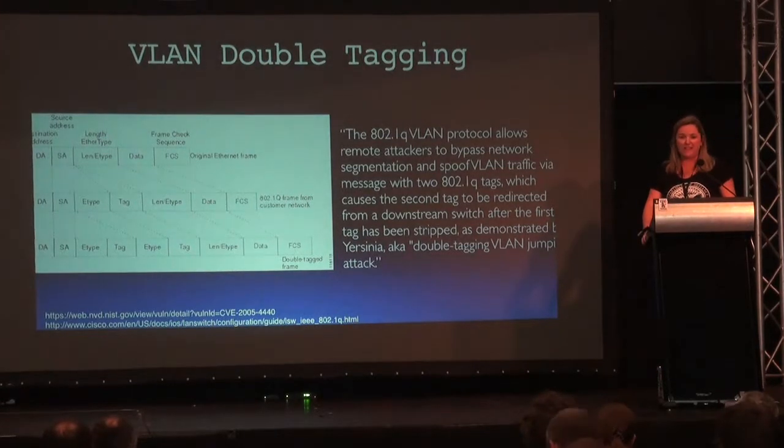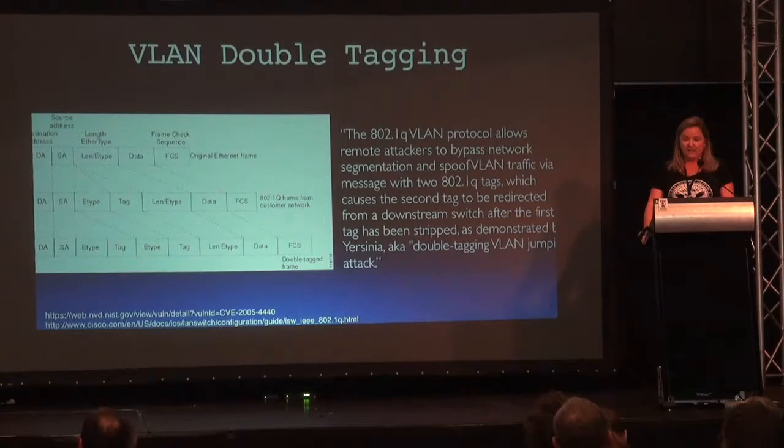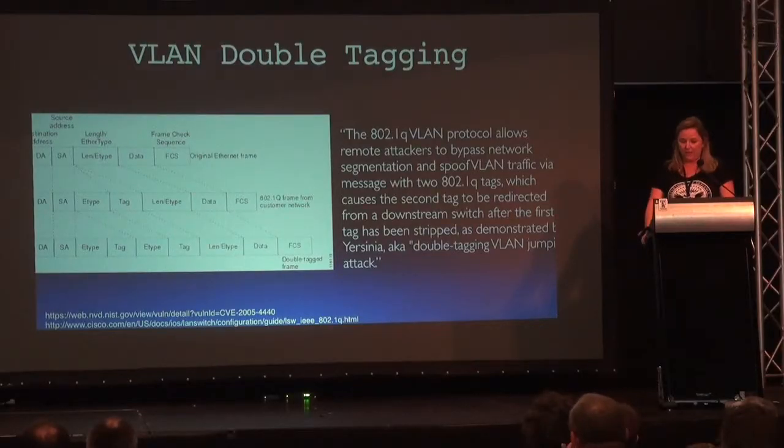So then we come to VLAN double tagging. So the top frame there is a general Ethernet frame. The second frame there is the 802.1q tag, which you can see inside the frame just after the destination and source addresses. And then the second one down is the Q-in-Q, which is a double tagged frame where you have 2 tags in the frame. So the spec allows for this, but it does allow us to misuse VLANs. So you can see the CVE there where they say that the protocol actually allows us to bypass VLANing by putting this extra tag in. And it can be done in Yersinia.